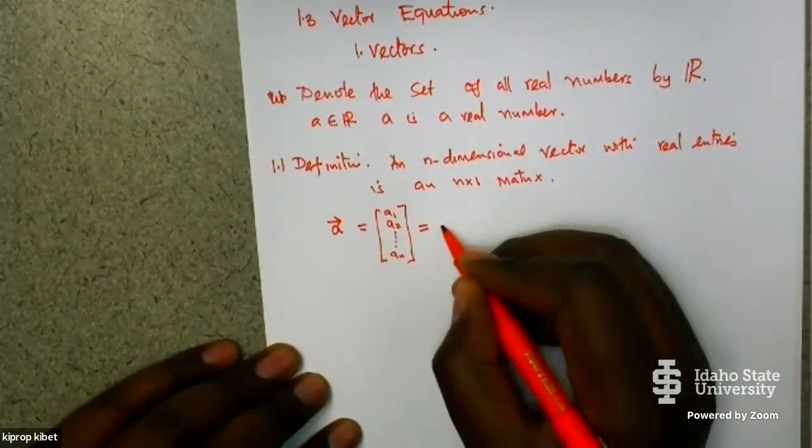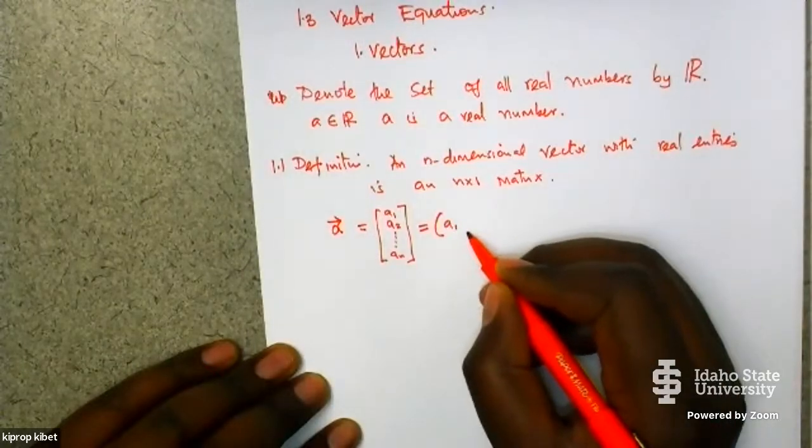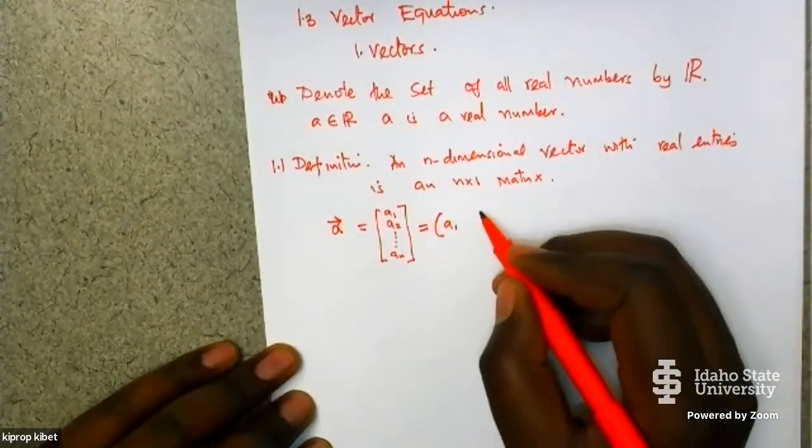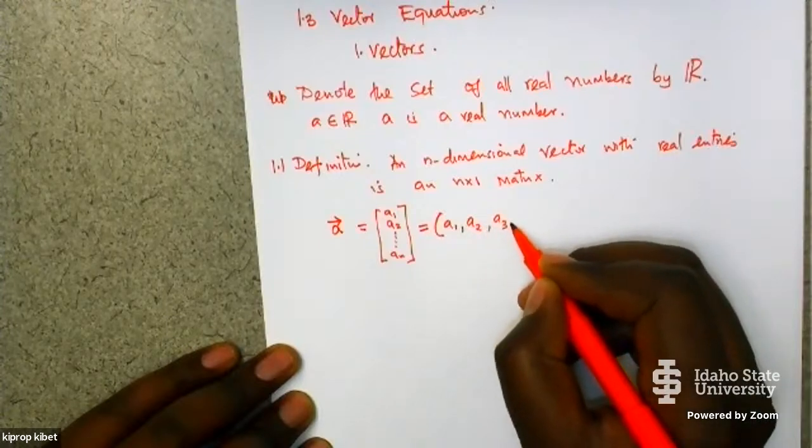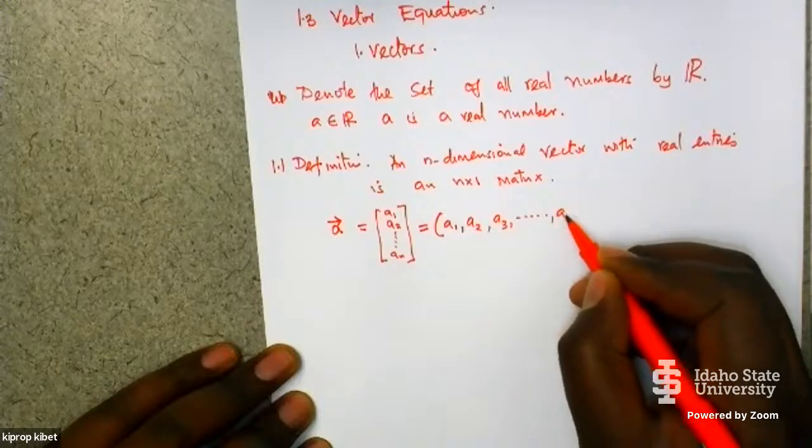We can also write this in brackets as a1, a2, a3, up to an.